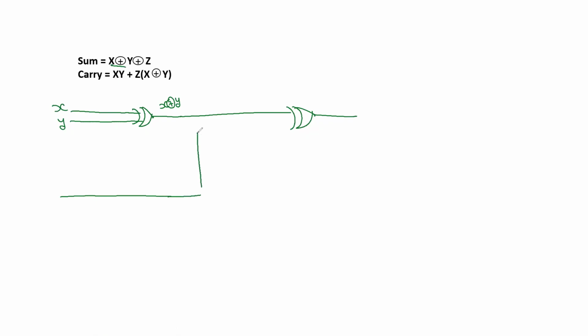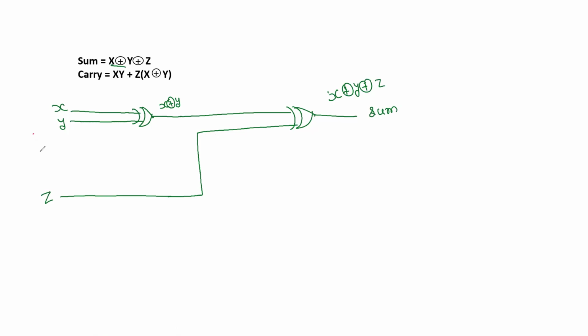So we are connecting Z to the second XOR gate. Finally here we are going to get X XOR Y XOR Z. So this is the expression for our sum. So now the sum we have represented. Now we have to represent what?